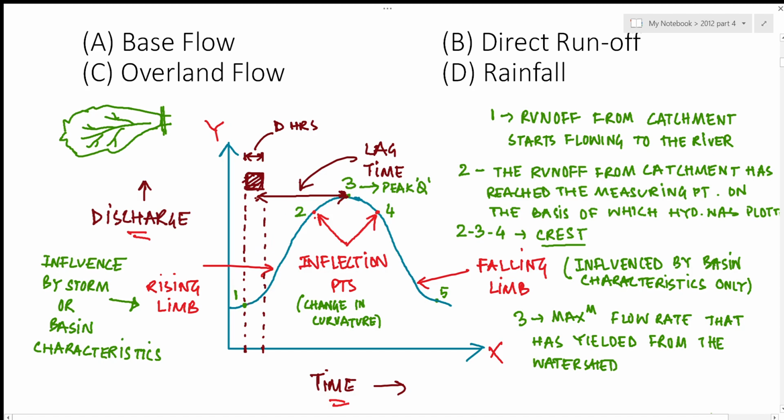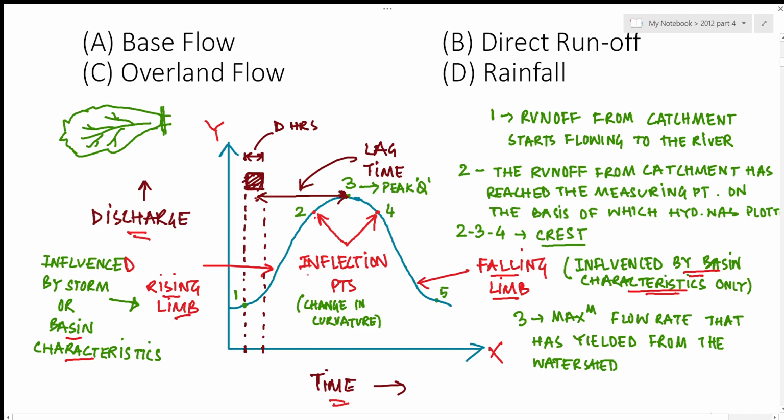Now from portion 1 to 2 it is known as the rising limb, which is influenced by storm characteristics as well as the basin characteristics. And the part 4 to 5 is known as the falling limb or the recession limb, and this is influenced only by the basin characteristics.